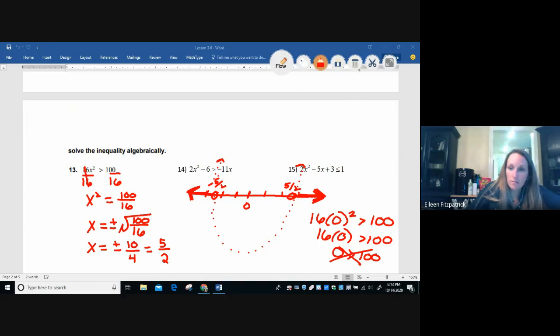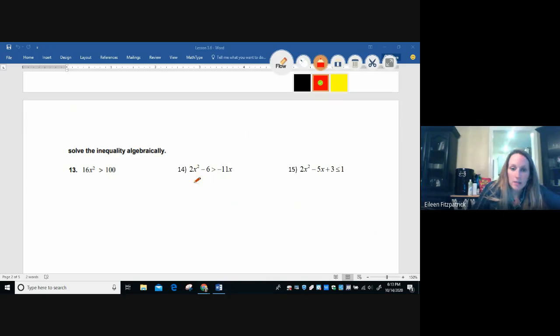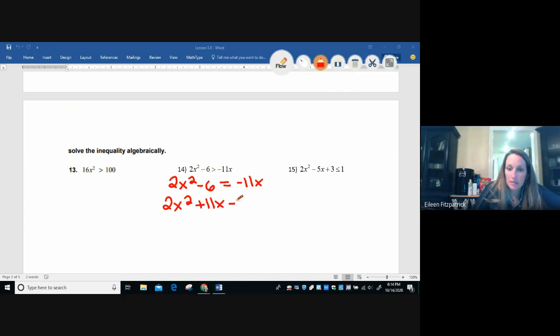All right, let's do another one. So again, I'm going to be more systematic about it this time. Let's first change the inequality into an equal sign. Now for this one, because there's both an x squared term and an x term, instead of solving by square root like over here, where we isolated the x squared, if there's both the x and the x squared, you want to set it equal to 0. So I'm going to move the 11x over by adding it. So 2x squared plus 11x minus 6 equals 0. And then I'm going to try to factor it if it can be factored, okay?